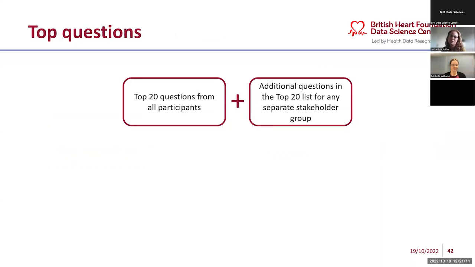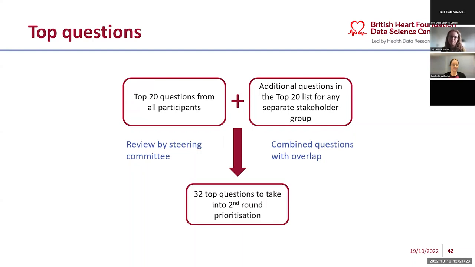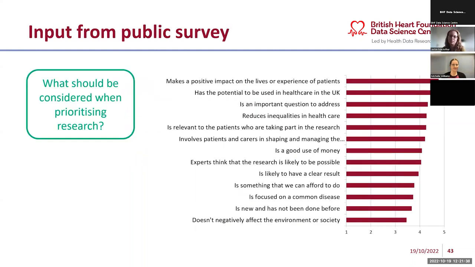So to take the top questions through into the second round, we took through the top questions from all participants and additional questions from any particular stakeholder group. These questions were reviewed by the steering committee, and any similar questions were combined. And this gave us 32 top questions that were taken through into the second round of prioritisation. We incorporated input from the public survey to determine what these top 32 questions should be prioritised by.